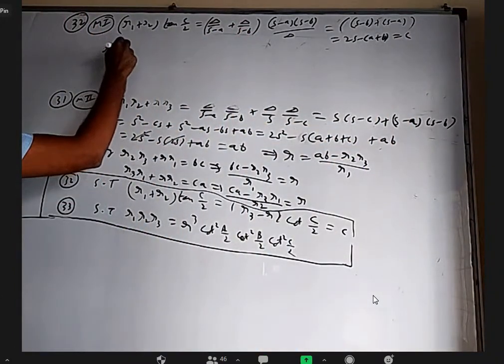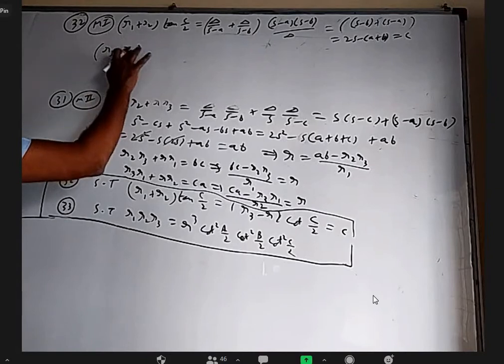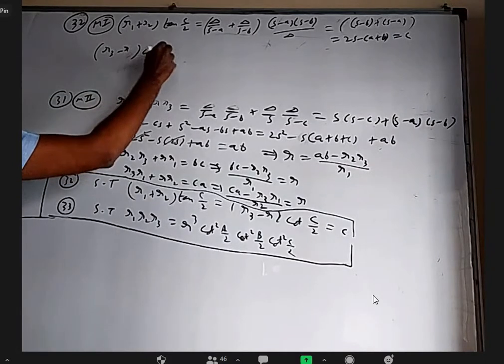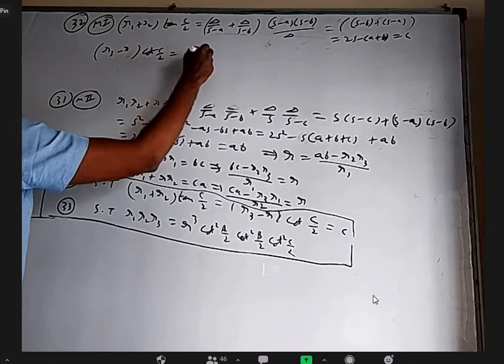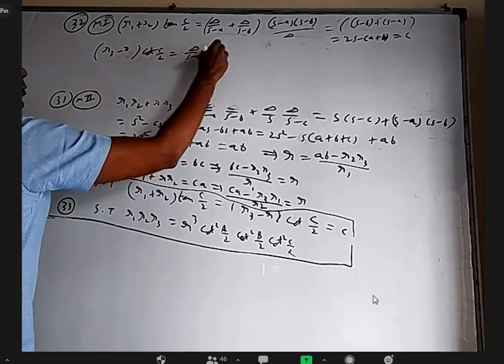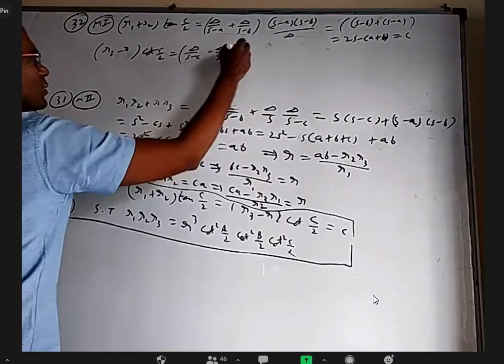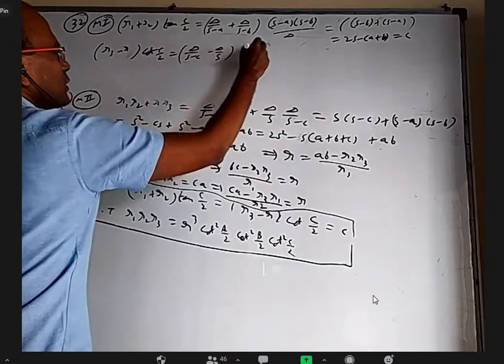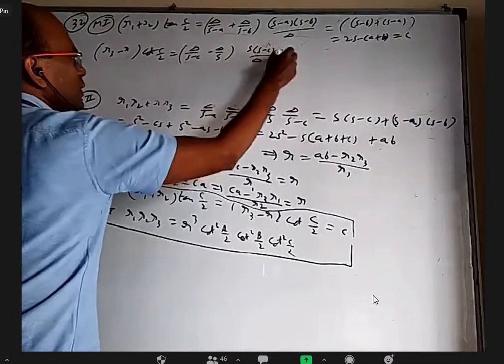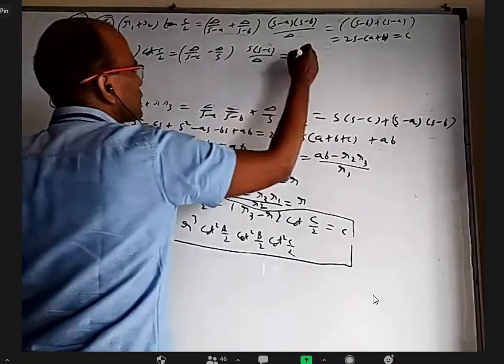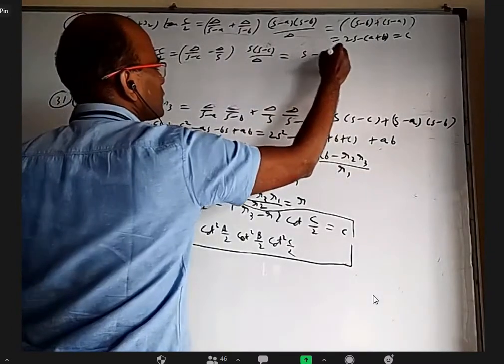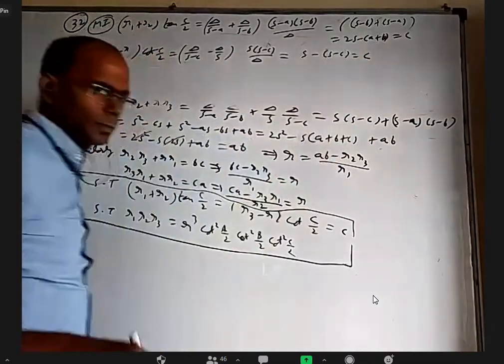You take R3 minus R cot C by 2. This is delta by S minus C minus delta by S. Cot C by 2 is S into S minus C by delta. When I multiply these two, I'll get S. This will get S minus C, which is c.